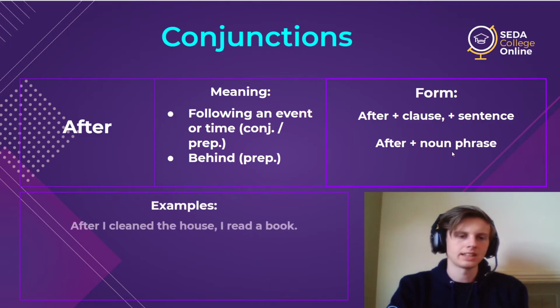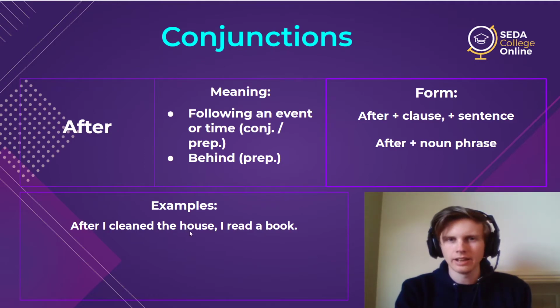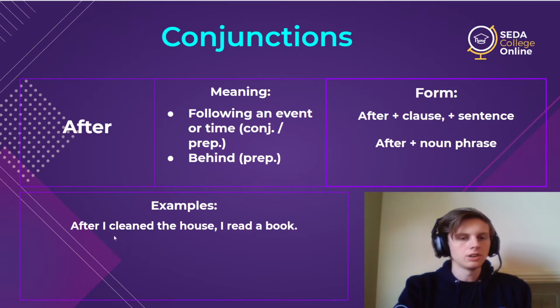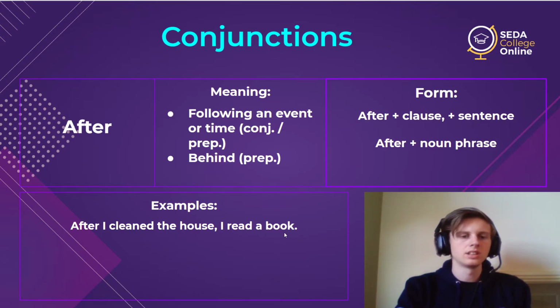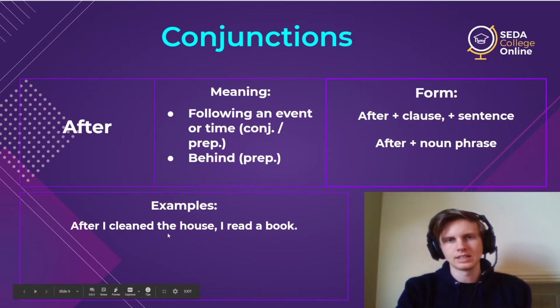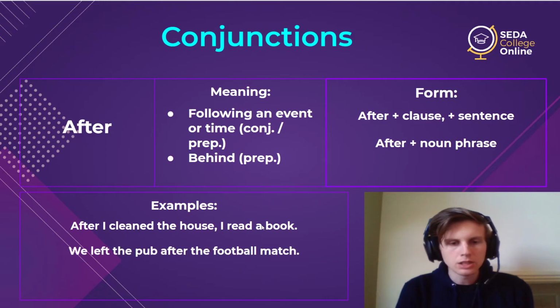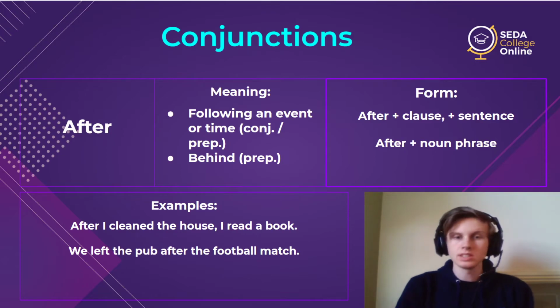So here are some examples. After I cleaned the house, I read a book. So now we've got our conjunction because we have a clause here: I cleaned the house. And this just means following. So, this happened first, and after that, I did this. So this event happened after I did this. Event one, event two.